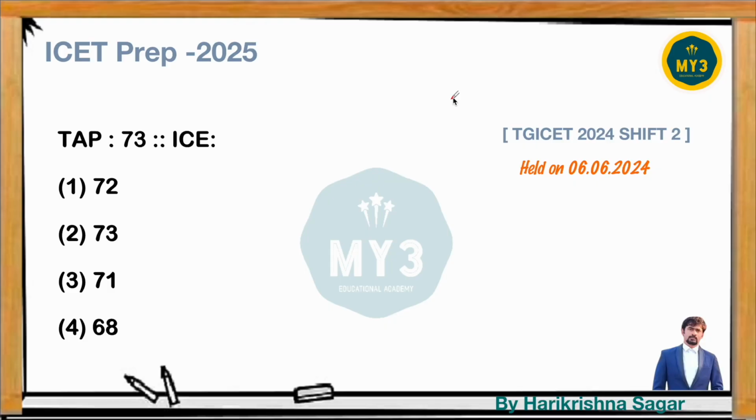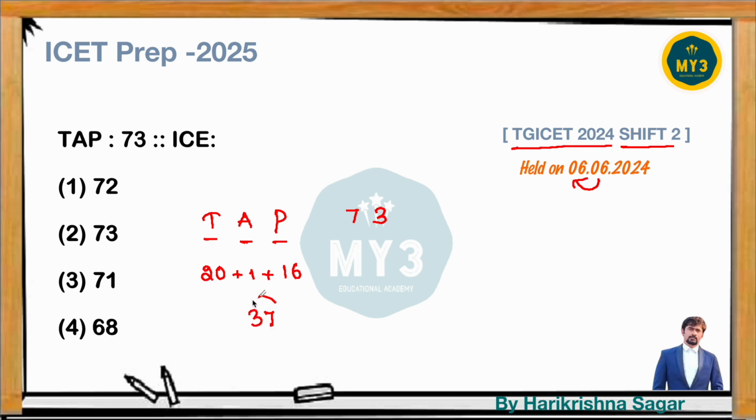Let's move on to the next question. If you observe this question, TAP is 73, ICE will be what? This question is given in TG ICET 2024 Shift 2, held on June 6th. Why is TAP 73? What is the logic here? T is 20, A is 1 and P is 16. When you add up these numbers, 21 plus 16, we get 37. But they have taken 73. What is the reason?